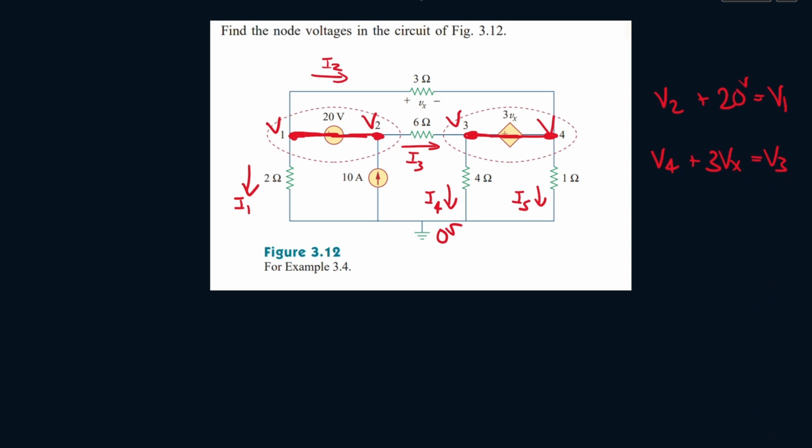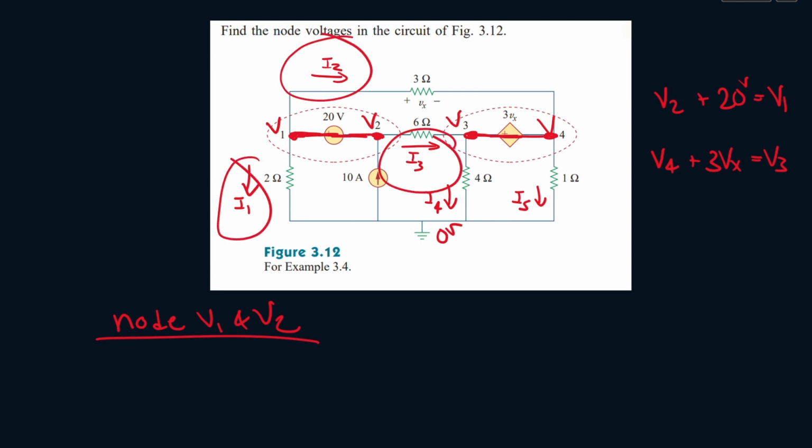Let's write an equation for the node V1 and V2. For this portion, we see I1, I2, and I3 are leaving it. So it'll be I1 plus I2 plus I3. And we see the 10 amp source is entering it, so it'll be equal to 10 amps.